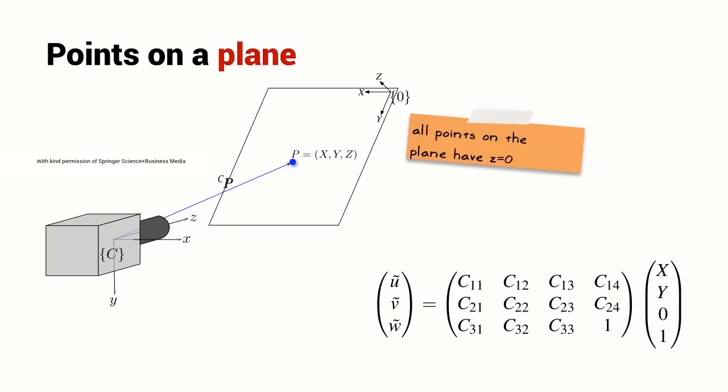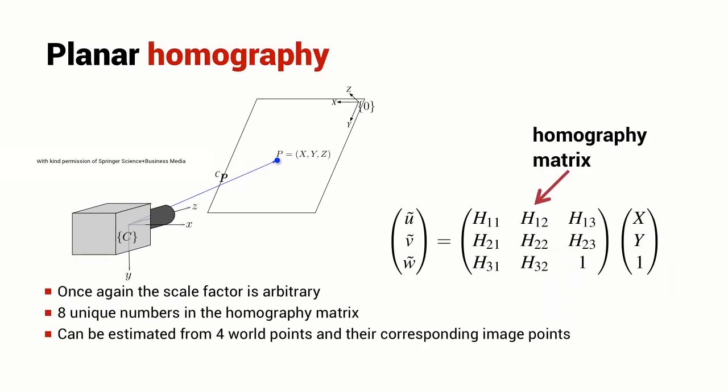So because it's 0, we can effectively remove that column from the matrix, and we can remove that row from the world coordinate vector. What we're left with now is a 3x3 matrix, and we refer to this 3x3 matrix as a planar homography. Just as for the camera matrix, there is an arbitrary scale factor, and once again we can normalize the homography matrix by choosing one particular element that we're going to set to the value of 1. So this 3x3 matrix has got one element that we've set to 1.